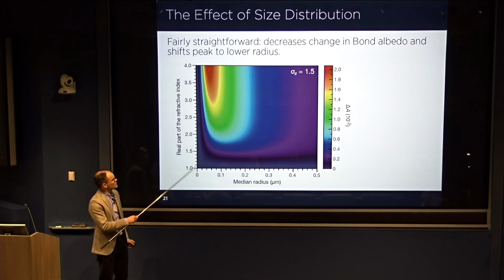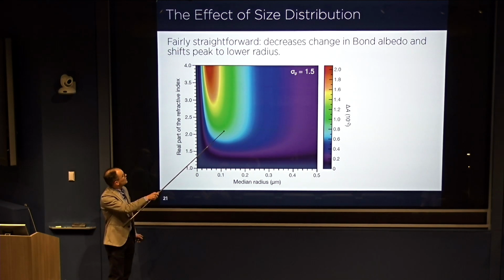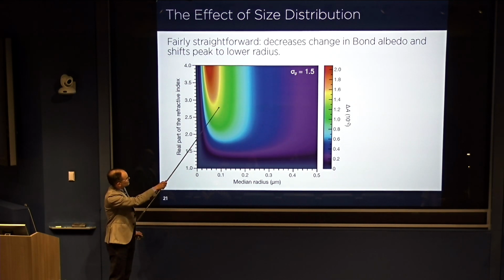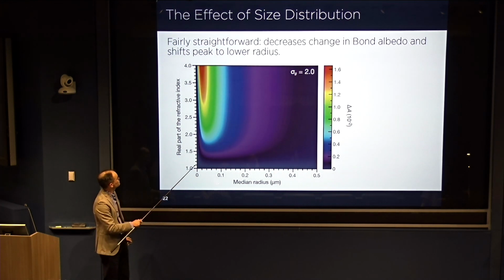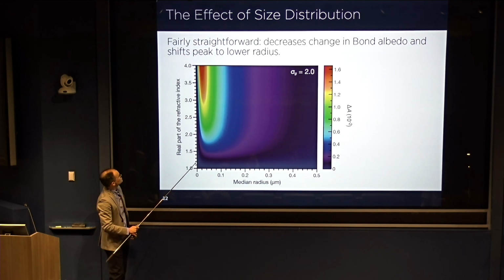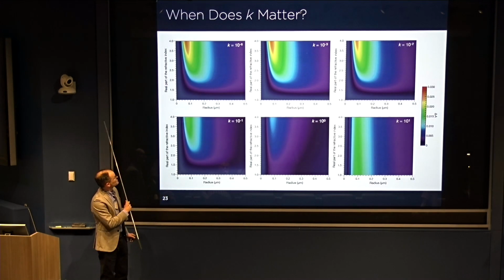But as we increase the size distribution in this case, so more typical, the peak delta A goes down, and then also the peak location shifts to smaller sizes, and then eventually for a very broad distribution in this log normal distribution, it shifts to even smaller sizes here. Okay, so that's size distribution.